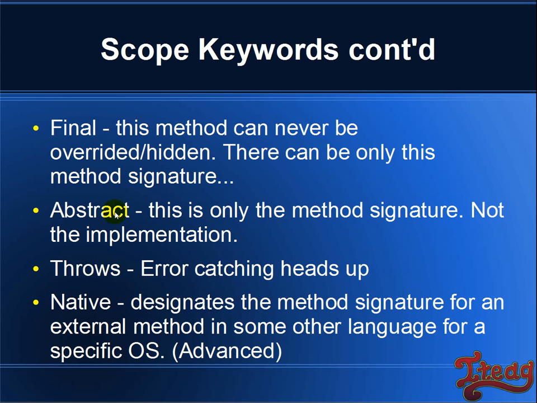Abstract. All right, abstract. Yeah, this is when it's only the method signature. You don't actually have any code written. It's just like, okay, these are the values that I want to work with, and this is, again, meant for inheritance. So it's not the implementation. This keyword means this is nailed in the air. You can't use it until you define it better.